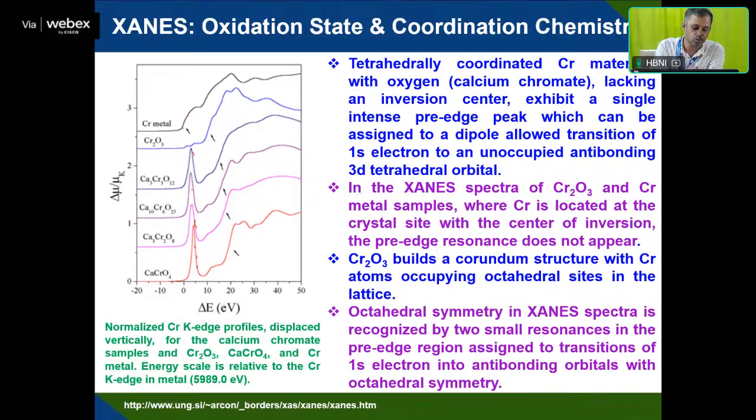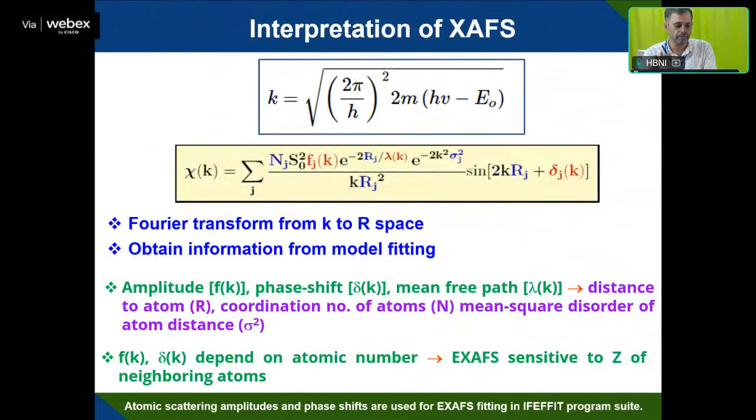These are the tetrahedrally coordinated, where the peak is there, but in the case of chromium metal, oxidation state 0, or chromium oxide, there you are not able to get it. So in the X-ray spectra of Cr2O3 and chromium metal, where chromium is located at the crystal site, you can get information on which oxidation state the chromium is in, and what the coordination chemistry behind that is, whether it is octahedral or tetrahedral symmetry.